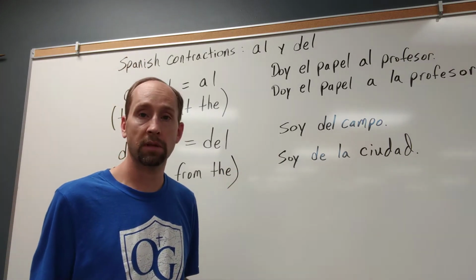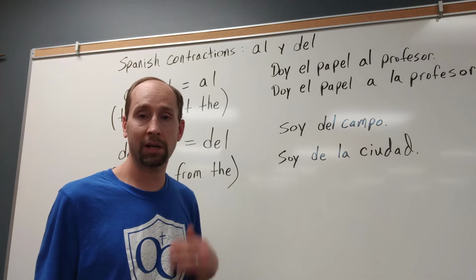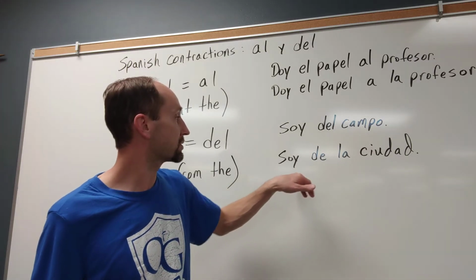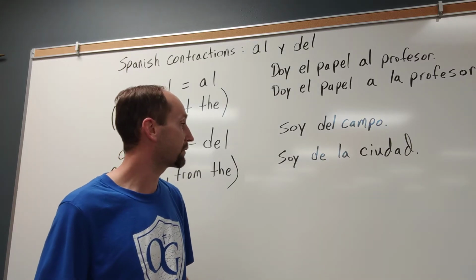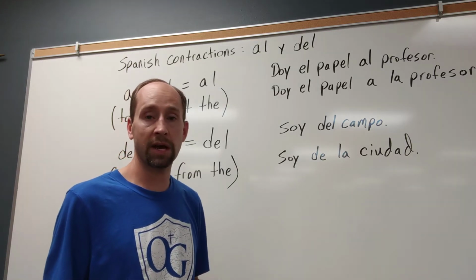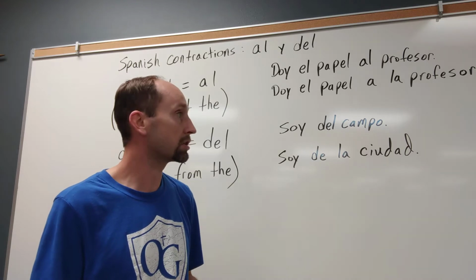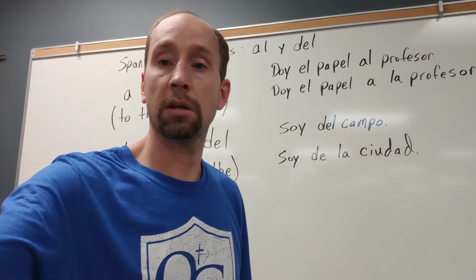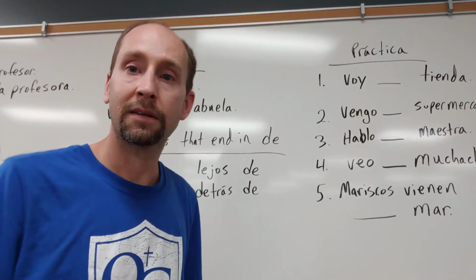Okay, another example, soy del campo. I'm from the country, so if it's el campo and I have de plus el, I have to make the contraction del. And another one, soy de la ciudad. I'm from the city. It's la ciudad, so de and la don't contract. So those are a couple examples with that. Let's switch over here and look at a couple more items.